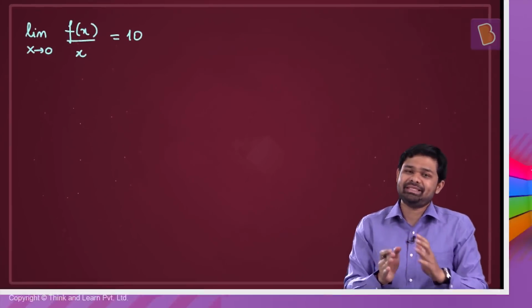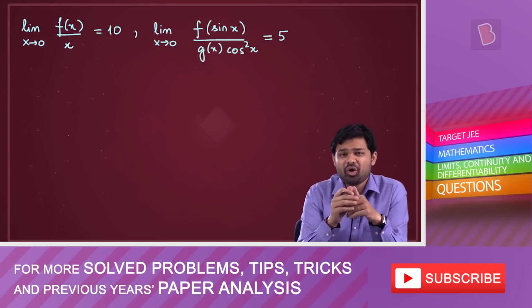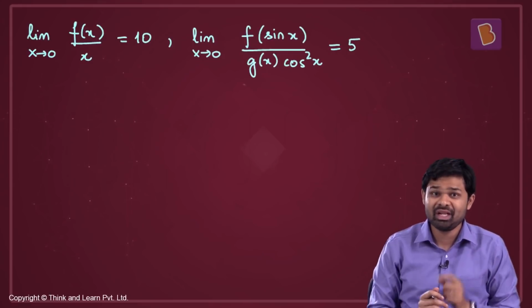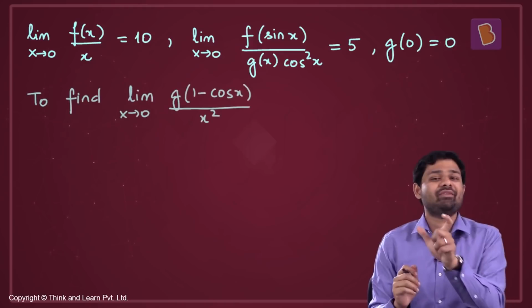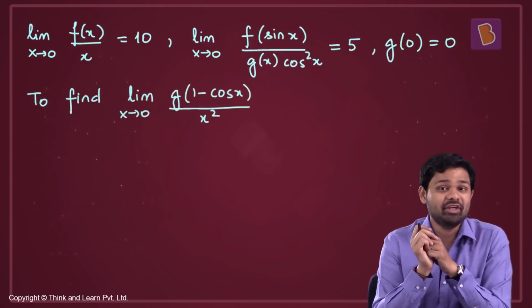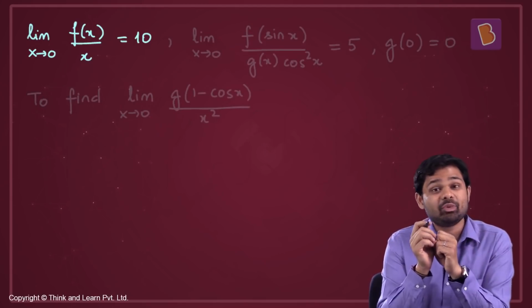So in this question, we've been given that the value of limit as x tends to 0 of f of x divided by x is 10. And then the limit as x tends to 0 of f of sine x divided by g of x cos square x is 5. They further told us that g of 0 is 0 and asked us to evaluate the value of this limit. So let's try and analyze what are the things that are given to us. F of x by x as limit x tends to 0 is equal to 10.